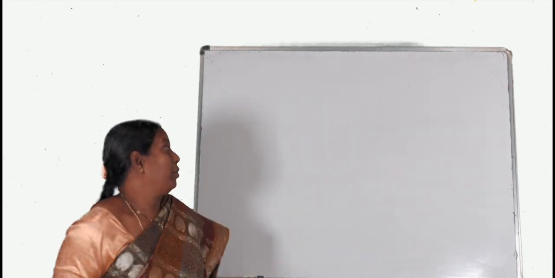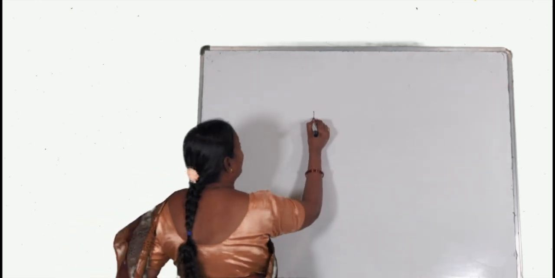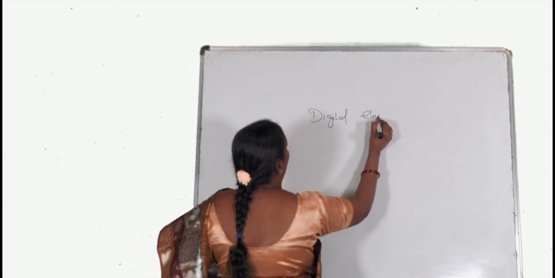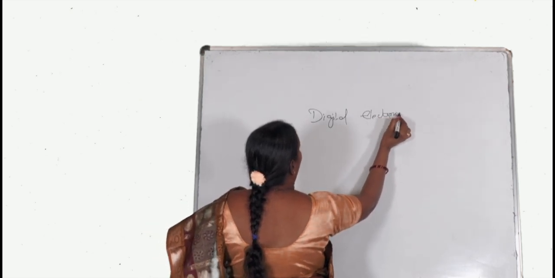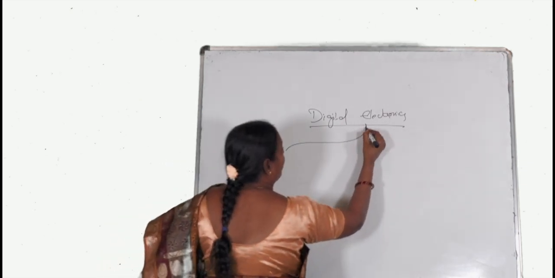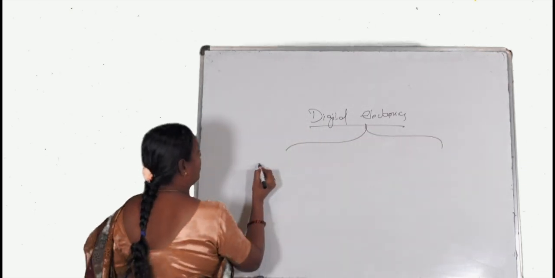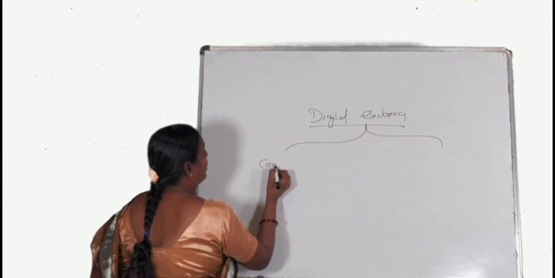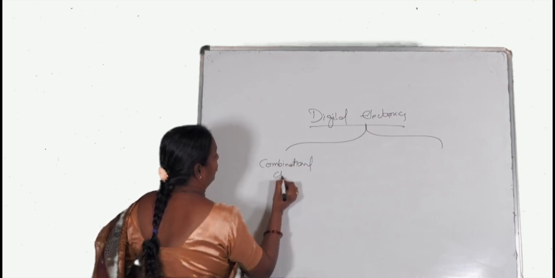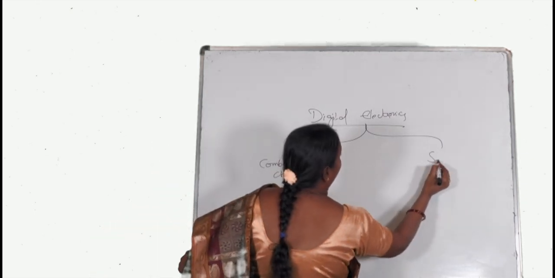Today we are going to learn about digital electronics. We have many concepts in it. Circuits in digital electronics are divided into combinational circuits, and the next one is sequential circuits.